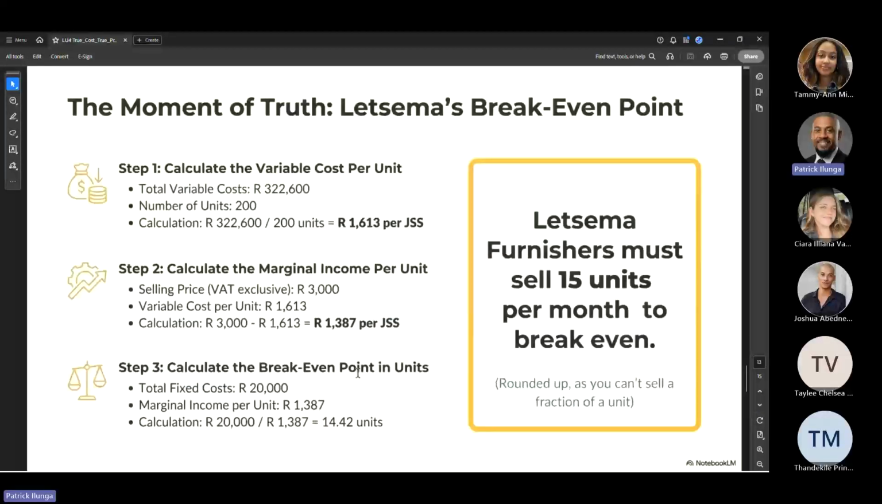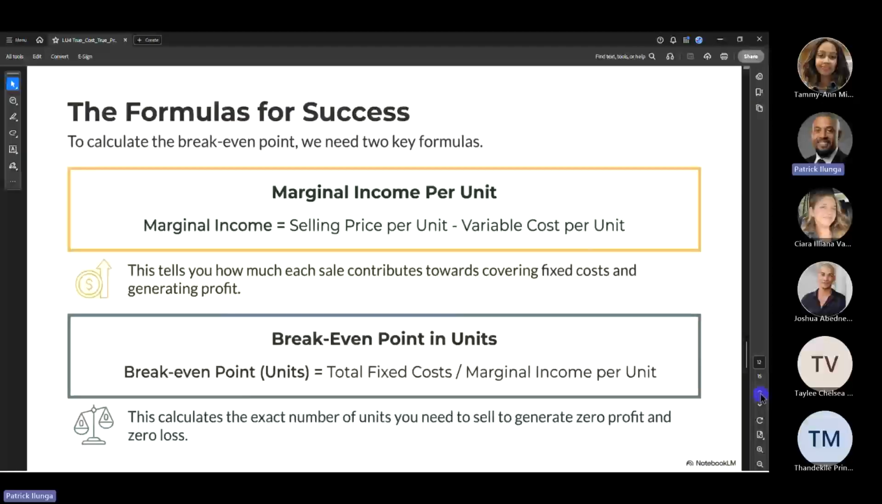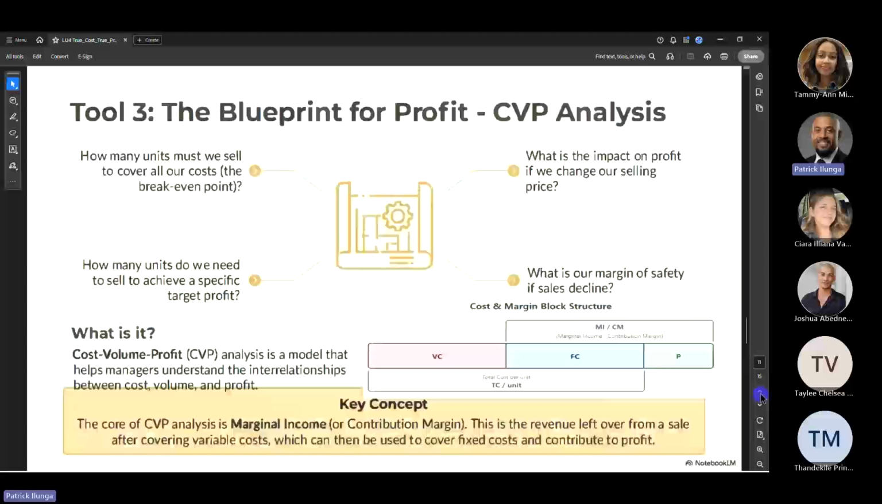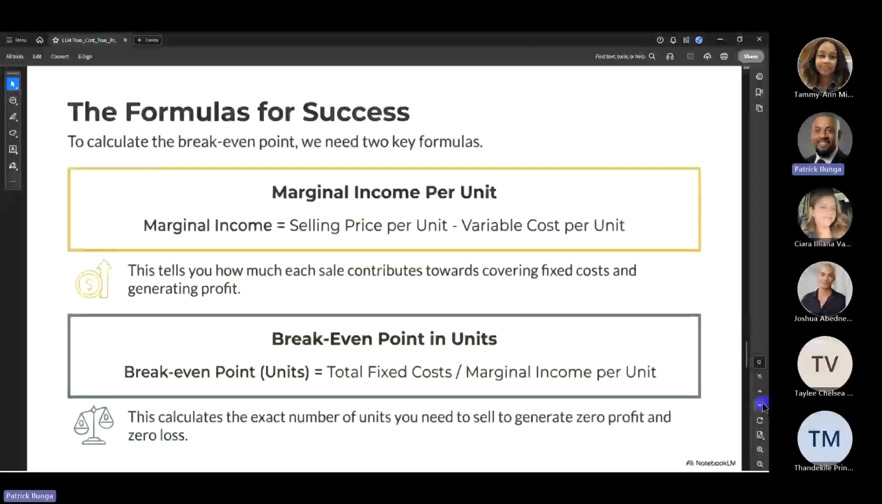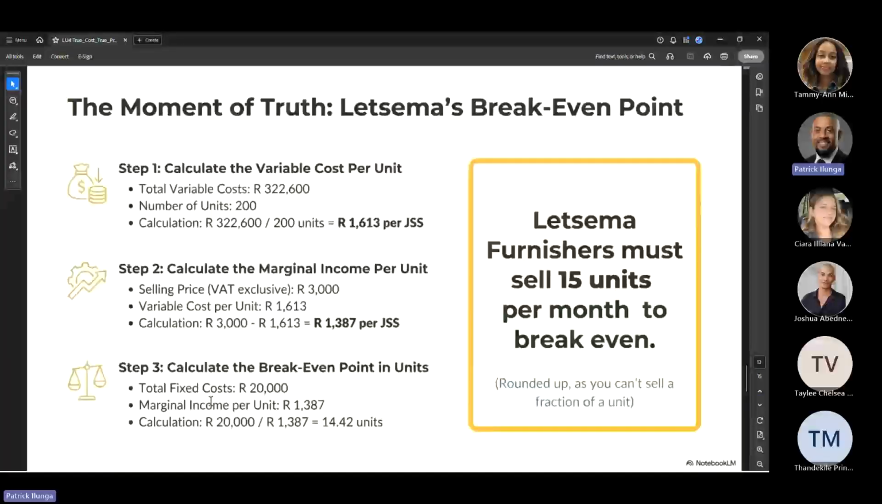In units, we said we need to take the total fixed cost. We know what the total fixed cost is, 20,000 rand. We calculated that 20,000. You remember? Here it is. Total fixed cost divided by what? By the marginal income per unit. It will give you the number of units you need to produce for you to break even.